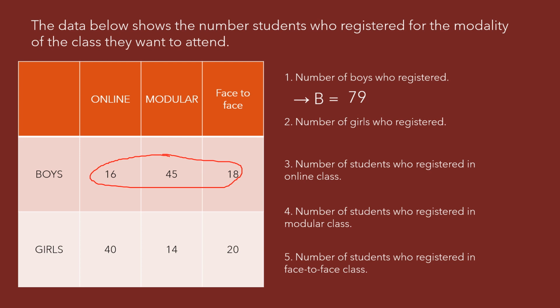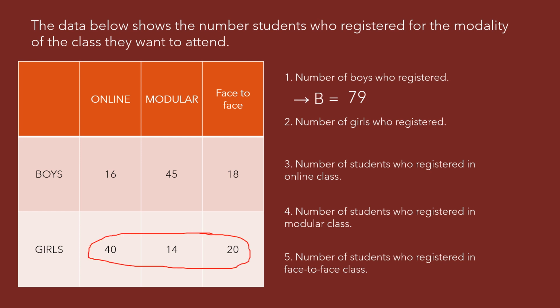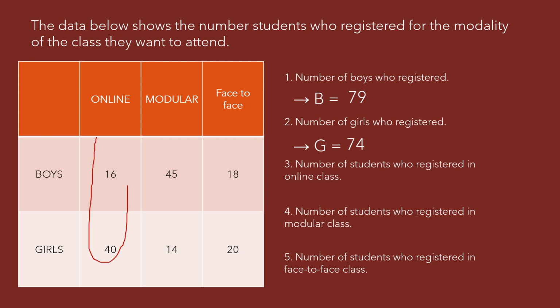While for the number of girls who registered, these are the numbers covered. So 40 plus 14 plus 20. The answer is 74. Next one, number of students who registered in online class. These are the numbers involved, 16 and 40. So 16 plus 40 gives us 56.